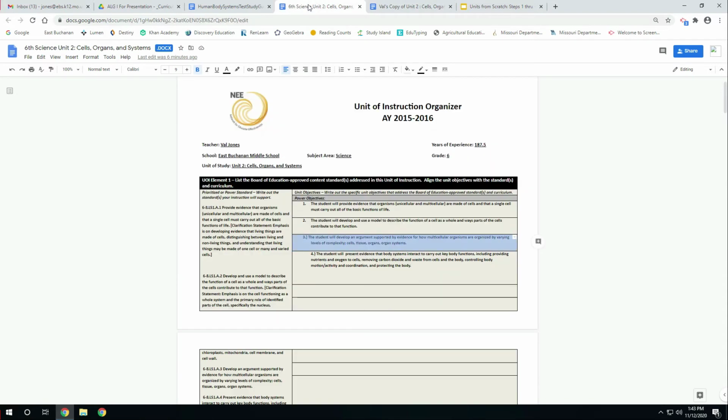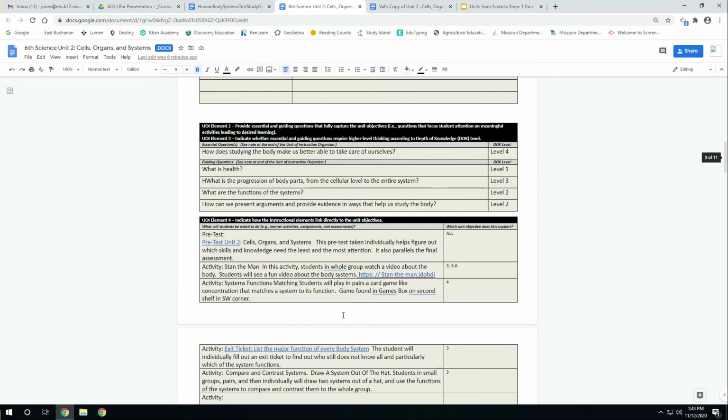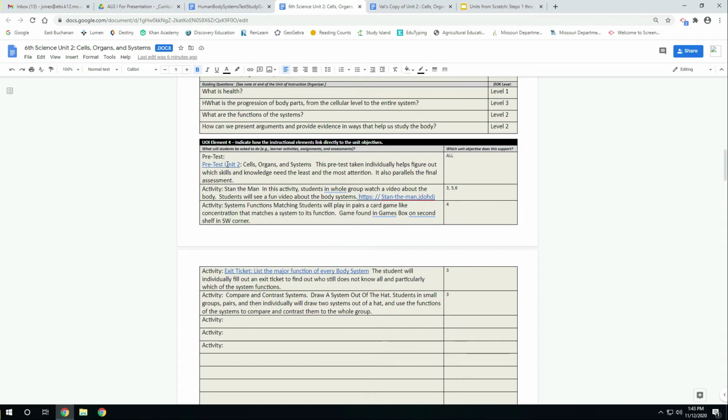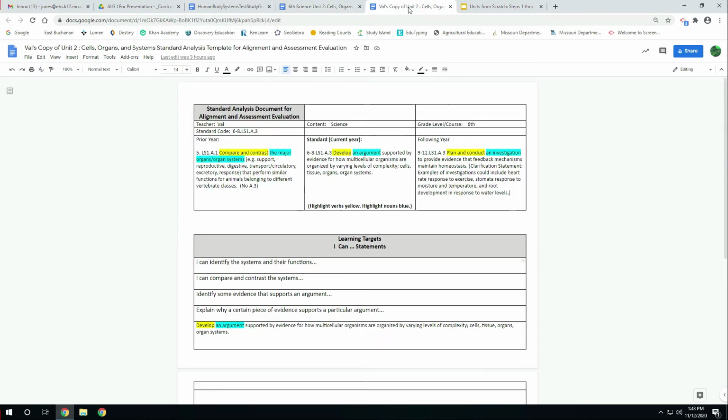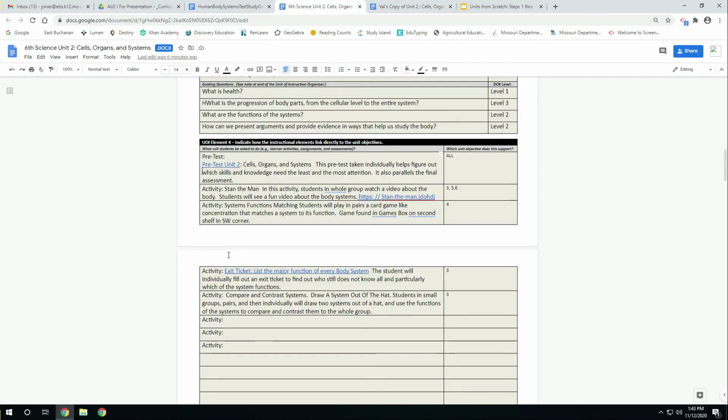All right, so I'm going to go back and see what activities I've written so far. And one of the things I've already done is the pretest. And it's possible that this pretest may be all I have to do, because it may be that they can already identify systems and their functions left over from another year. If not, I'm going to throw in a few activities, like here's Stan the Man. It's a video. It talks about the body. It's fun. It talks about the body systems and their functions, and it's something we can do to review.